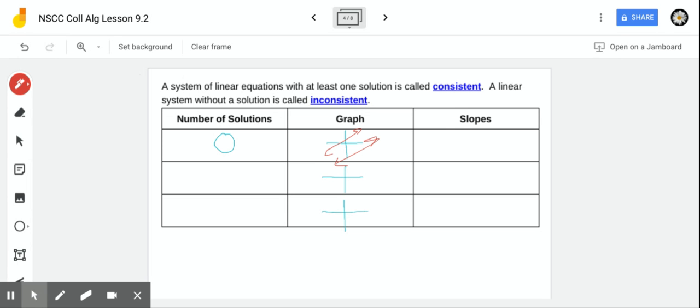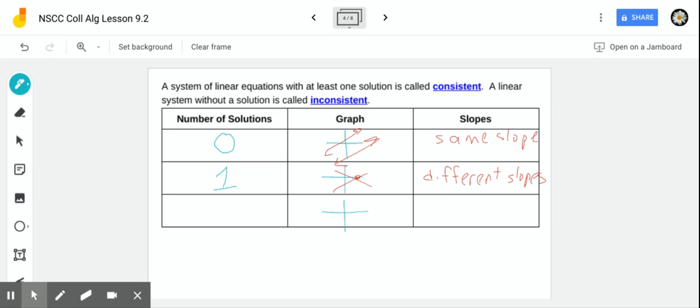What that means is our graphs have the same slope, but the y-intercepts are different. Now, it could be that we do have a solution. So we have these two lines and they intersect somewhere, and that means that their slopes are going to be different. Anytime there are different slopes, eventually they are going to intersect.